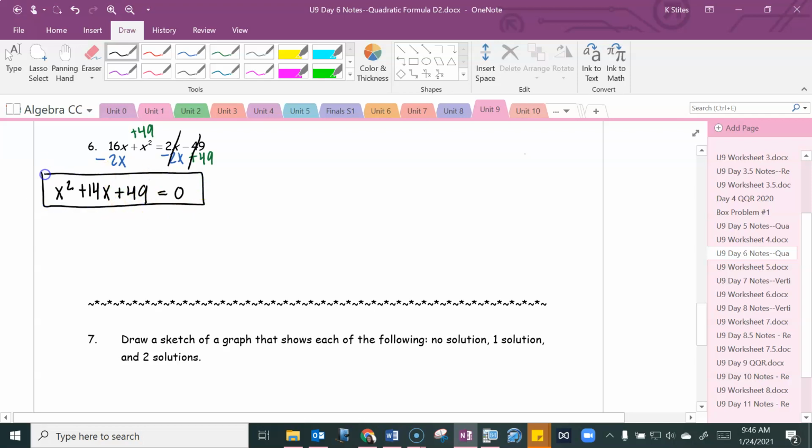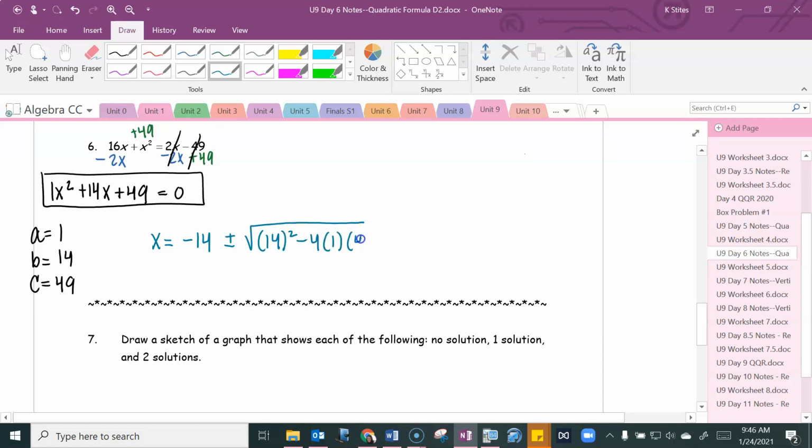All right, now we're ready to do our ABCs. A is just a 1, B is a 14, and C is a 49. Okay, here we go. X equals opposite B plus or minus square root of B squared minus 4AC all over 2A. And something weird is going to happen when we evaluate our discriminant.